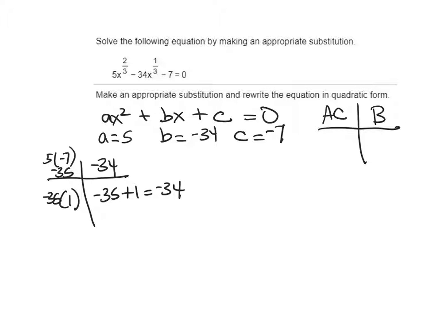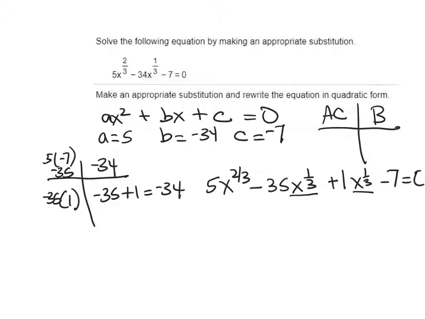So once I find those two numbers, I'm going to rewrite this problem. I'm going to rewrite it as 5x to the 2/3 power minus 35x to the 1/3 power plus 1x to the 1/3 power minus 7 equals 0. So whatever variable is on the middle term is going to be the variable on these two, because these two combine. Negative 35x to the 1/3 power plus 1x to the 1/3 power gives you negative 34x to the 1/3 power. So you changed your trinomial to a 4-term polynomial.